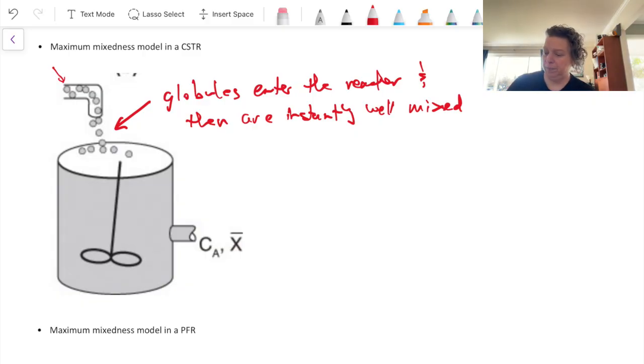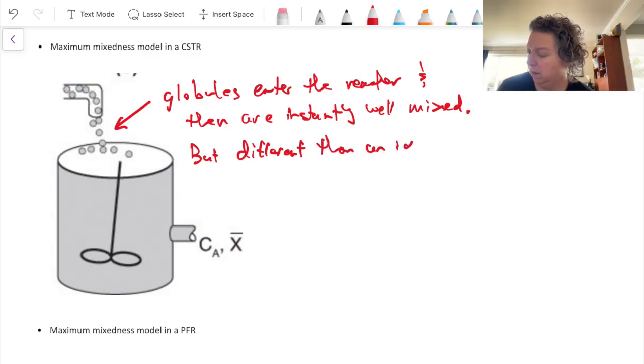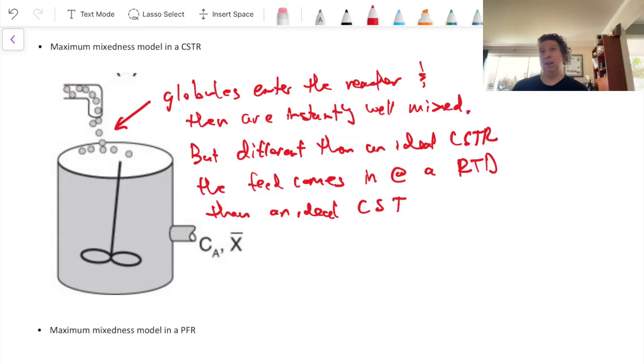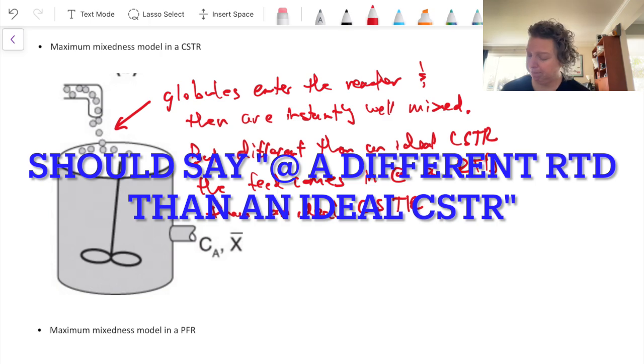In this model, the molecules are coming in at whatever the residence time distribution of the reactor is. So it's different than an ideal CSTR. It's just going to come in at whatever residence time distribution is characteristic of that reactor.